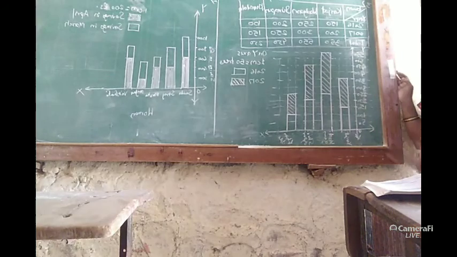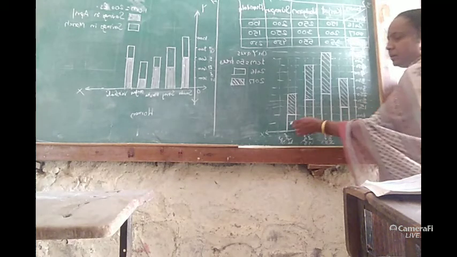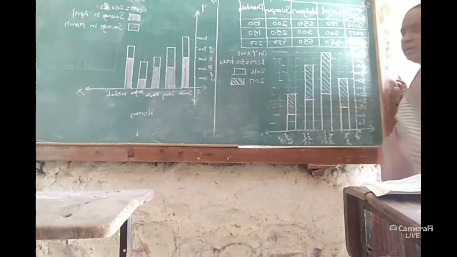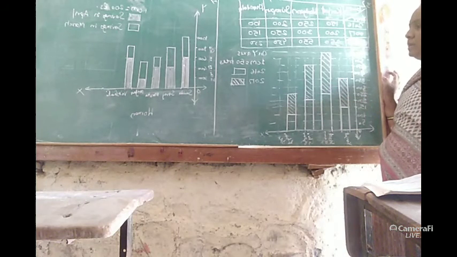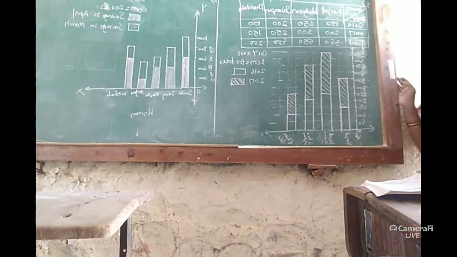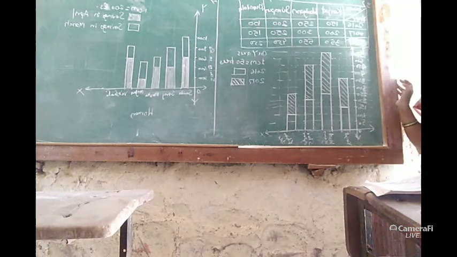The blank space shows the plants planted in 2016, and the slanted line portion shows the plants planted in 2017. Thus we have completed here. Example number 3, we have drawn the subdivided bar graph. These are the steps we have to follow while drawing the subdivided bar graph.